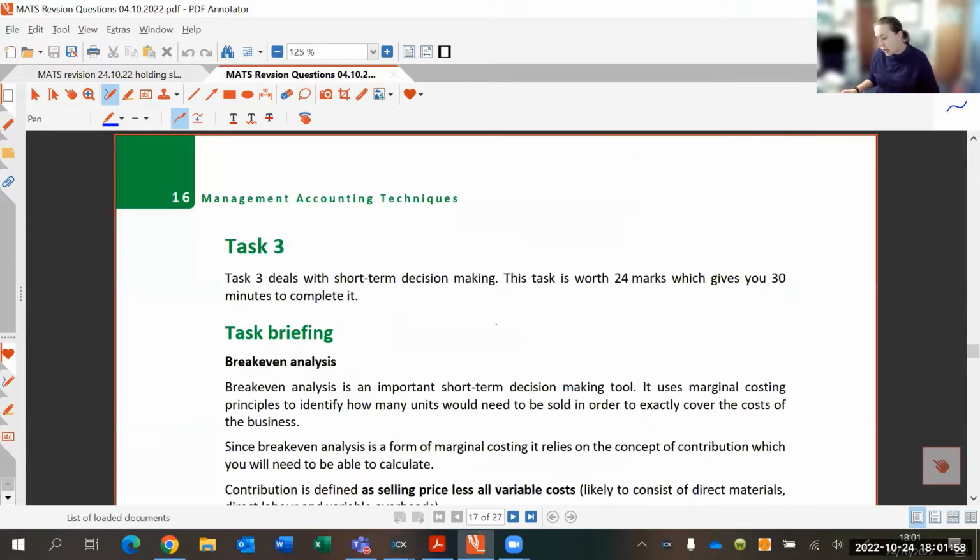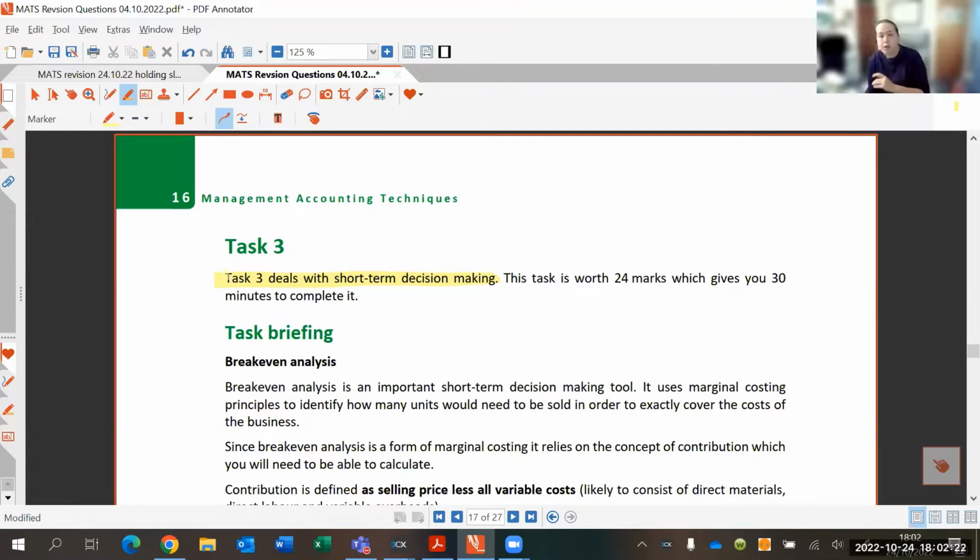I'll have a look at a bit of a task briefing and then we'll get on to some questions. So first of all, we'll have a look at what is involved with this task. As we said, task 3, we're looking at short-term decision making. So these are things like how many units do we need to produce in order to cover our costs and possibly cover a profit as well, but we'll talk about that in a bit more detail soon.